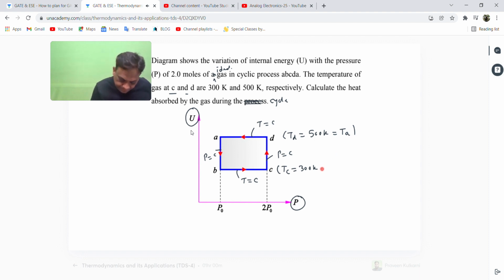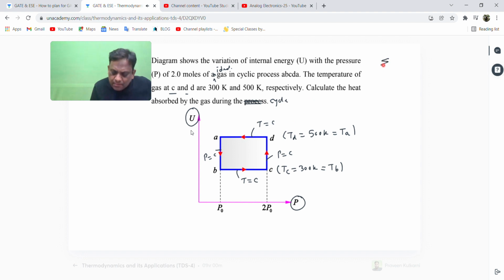Similarly, anyone, what is the temperature at B? B and C is isothermal. We will do one thing. I'll do one thing, my dear students. Have a look at this.